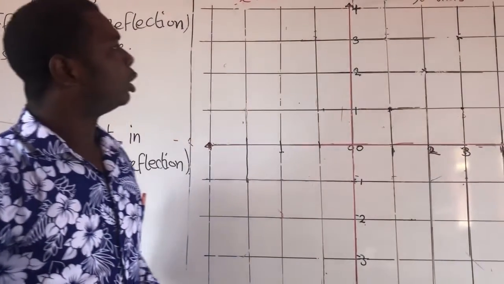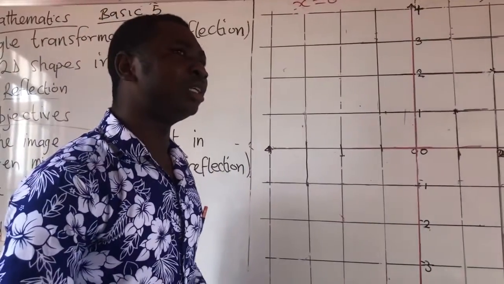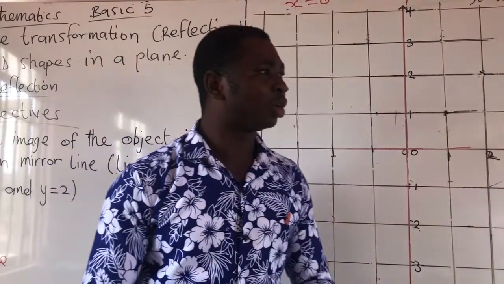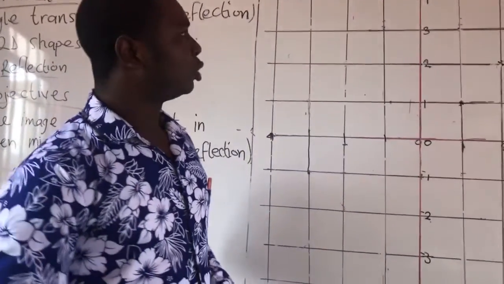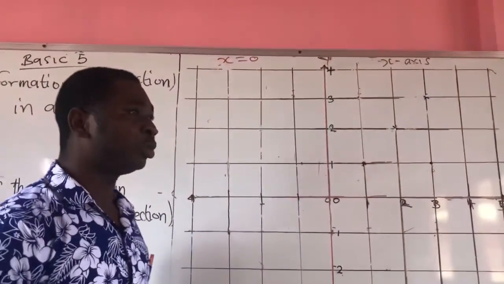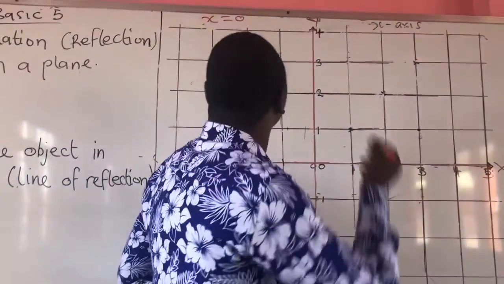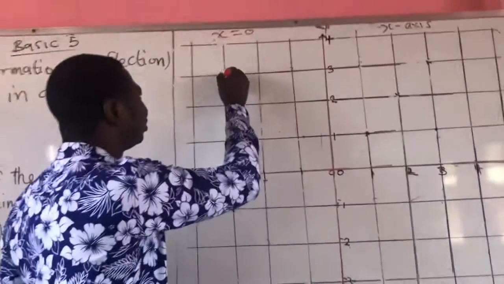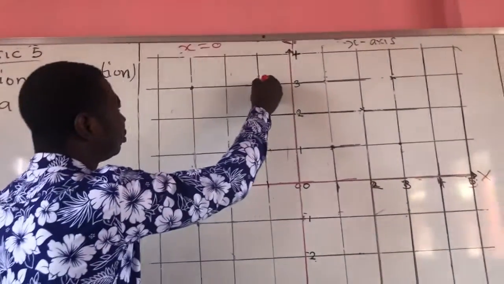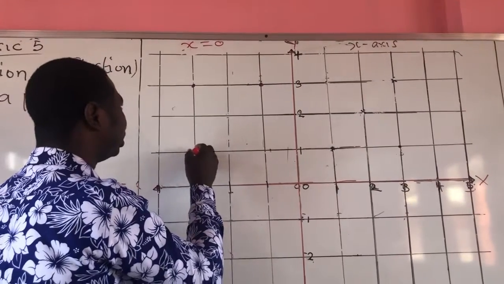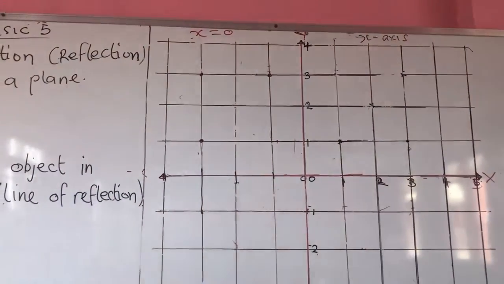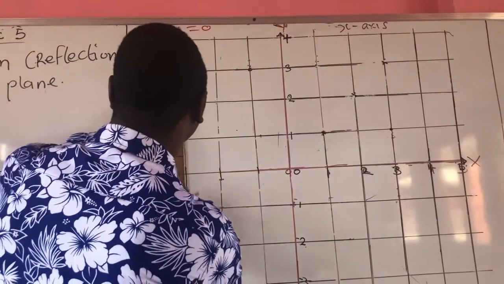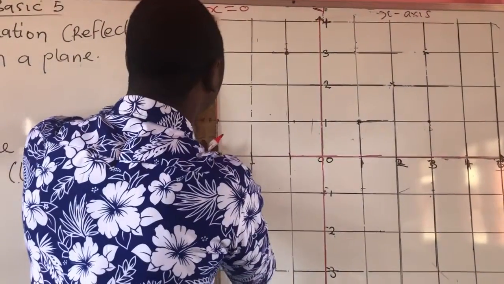You understand that. So now let's plot an object on the graph sheet. So we are plotting the object on the graph sheet. Let's plot it here. Let's say this is one coordinate. Let's plot the image, now the points as usual. Let's do that quickly.